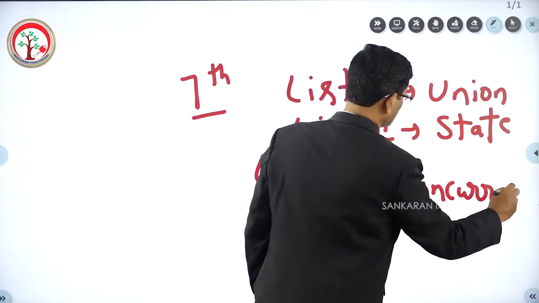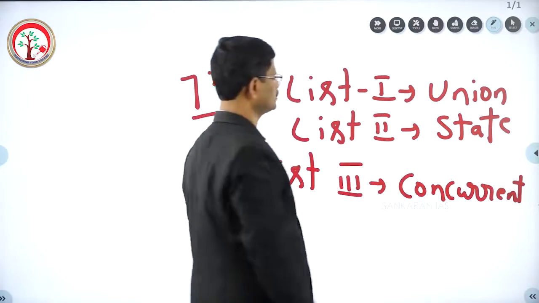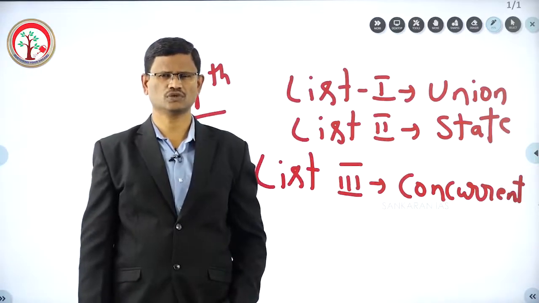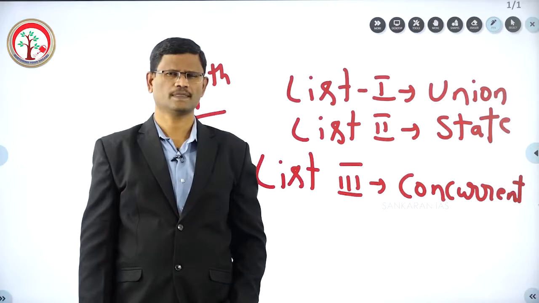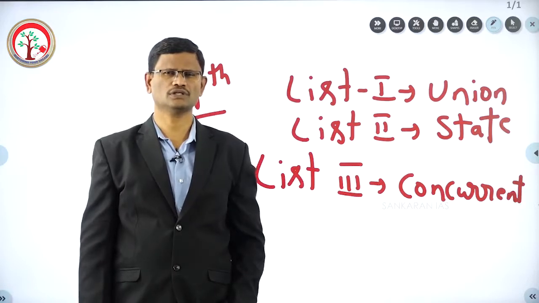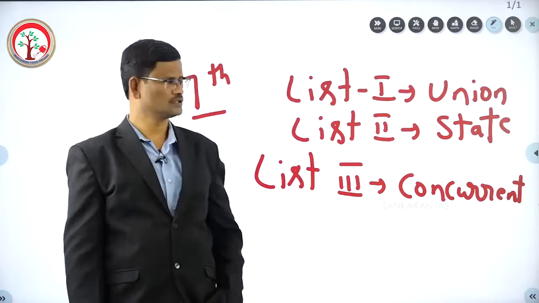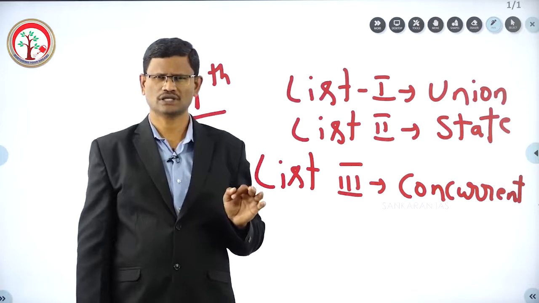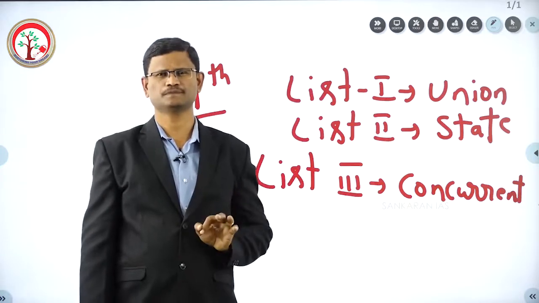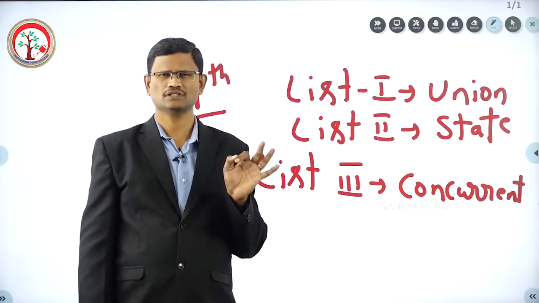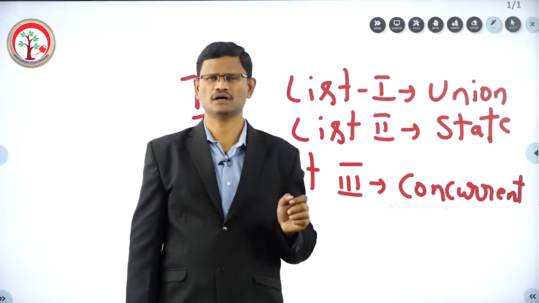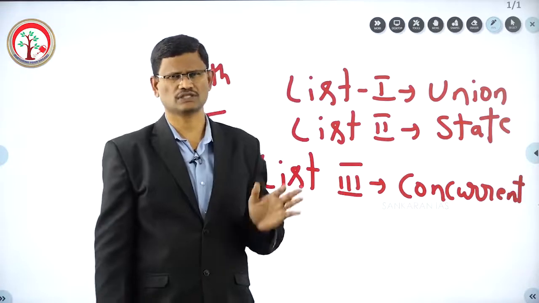With respect to all the items in the union list, the center is supreme, Parliament is supreme. There are 98 items in the union list. Parliament is supreme, sovereign with respect to the items in the union list. Similarly, list 2, the state list. With respect to all the items in the state list, states are supreme. Except in certain compelling situations, Parliament cannot make a law on a subject which is given to the states.